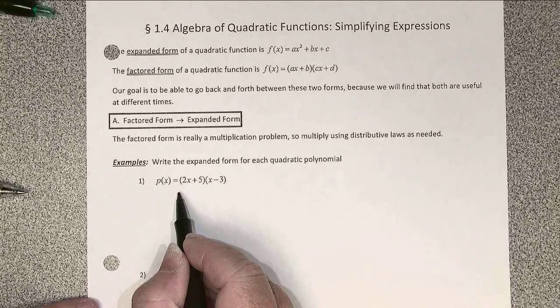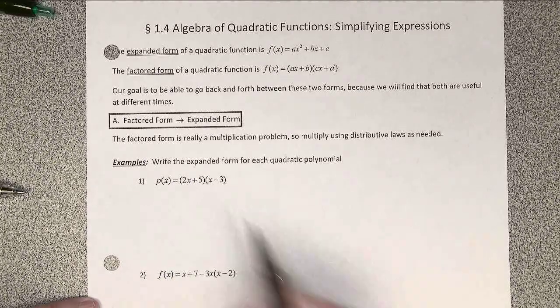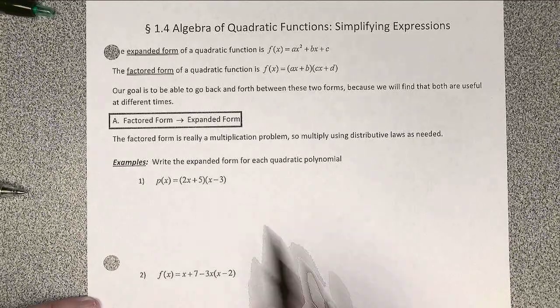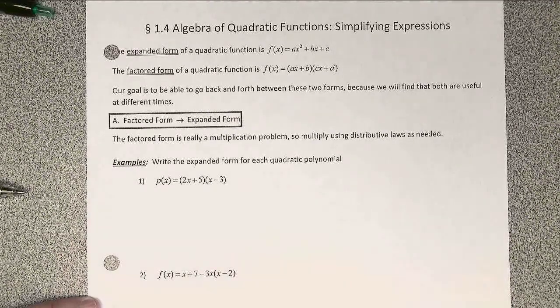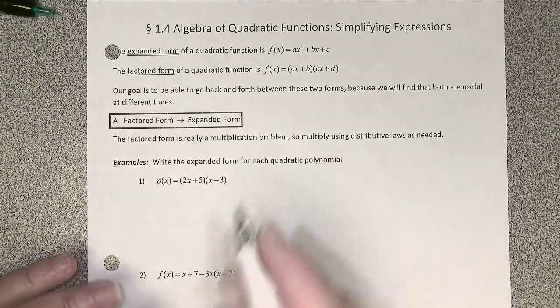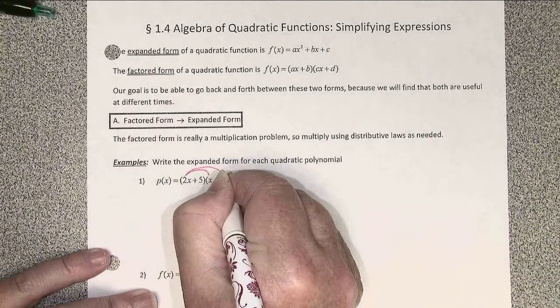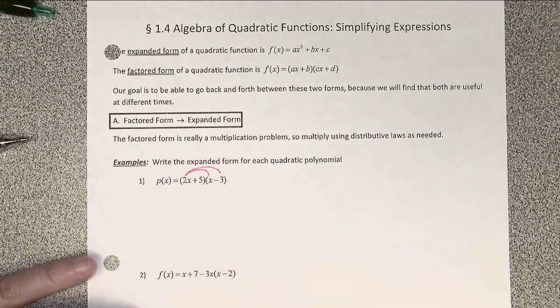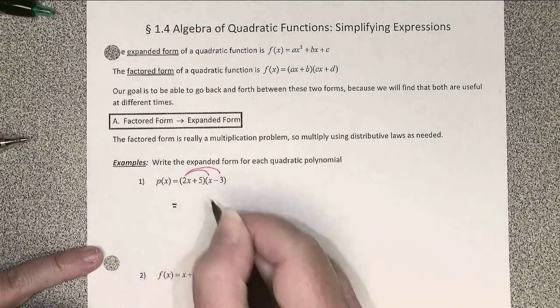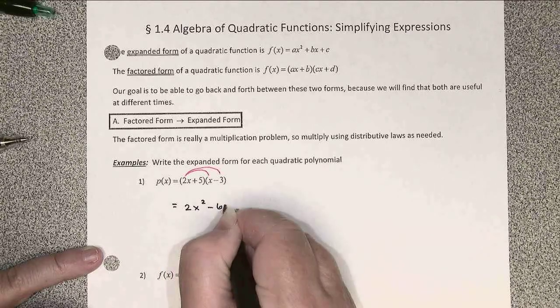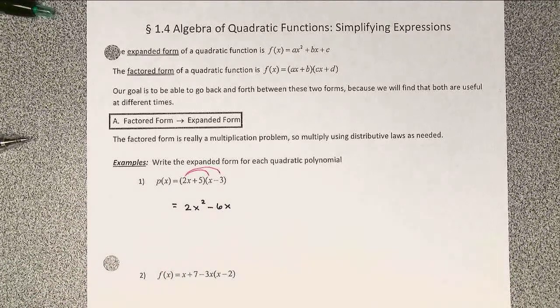In our first example, we can see that the factored form is 2x plus 5 multiplied by x minus 3. So we'll go ahead and do this essentially as two distributive laws. First of all, we'll distribute the 2x to both terms in the second polynomial, giving us 2x squared minus 6x.